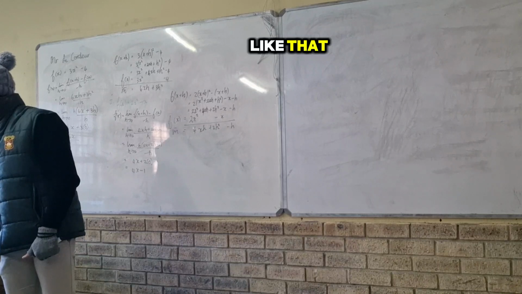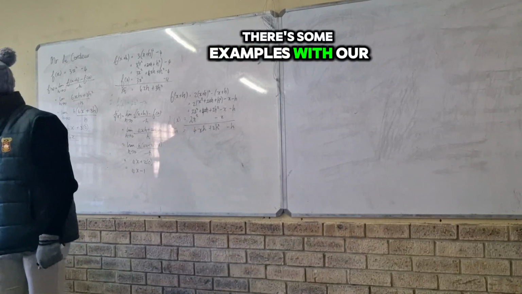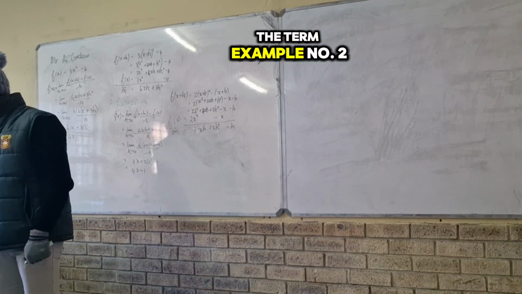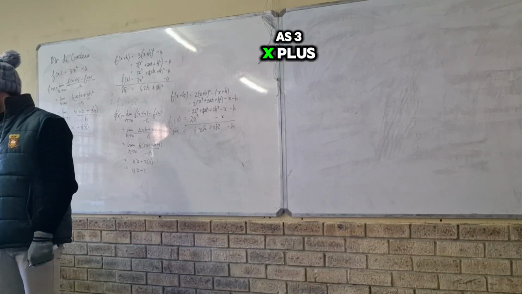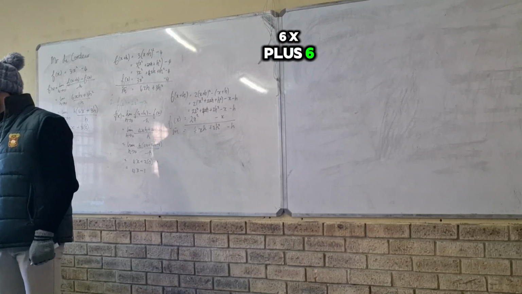Within a fraction like that. There are some examples with the answers underneath. Example number 2: determine dy over dx if y is given as 3x cubed plus 6x squared plus x minus 4.